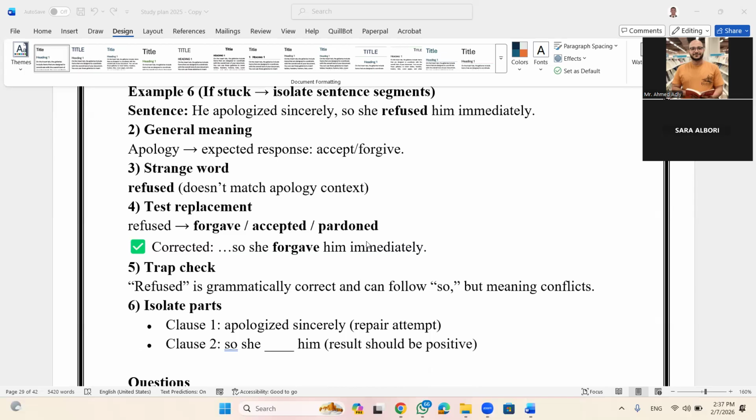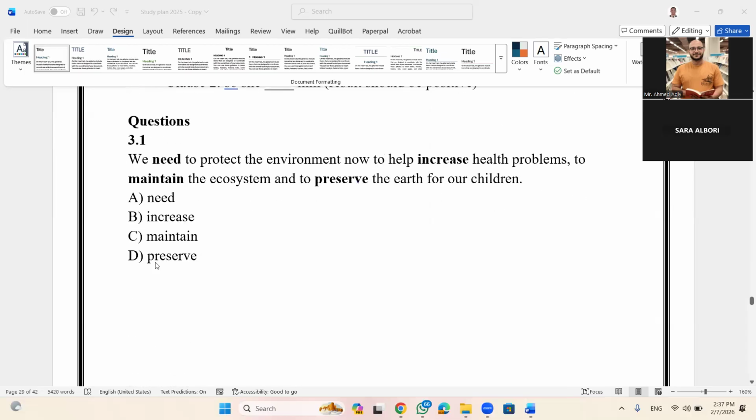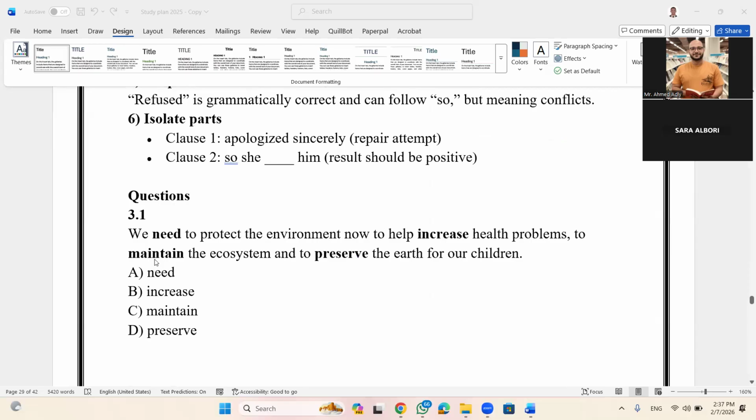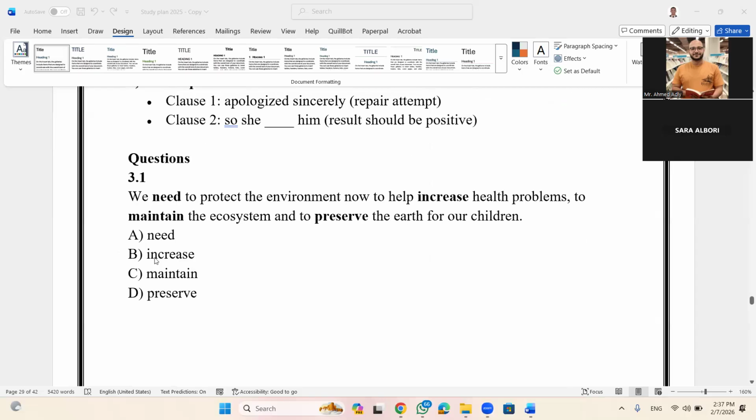Pardon, forgave. And in the examples here, sometimes the sentences are a little bit longer. So what you should do with longer sentences is break them down into chunks. Follow the same steps. You can do them mentally, or you can do them out loud. It's okay. Number one, read. We need to protect the environment now.